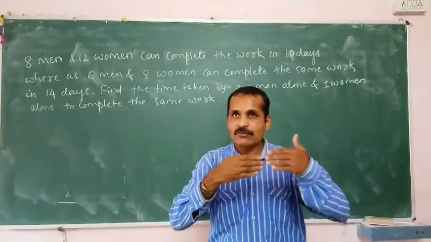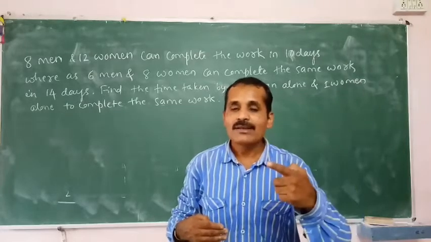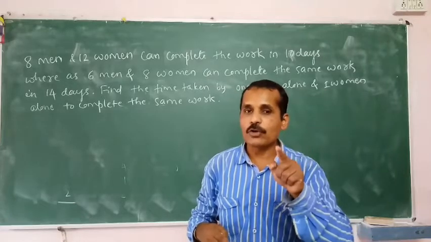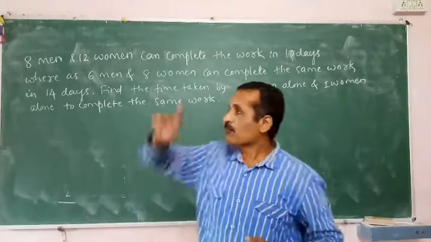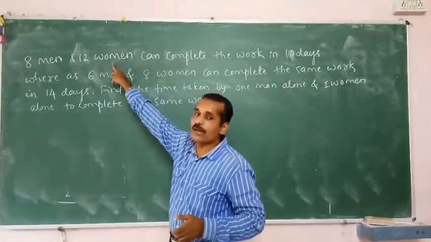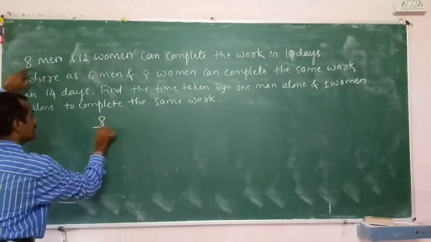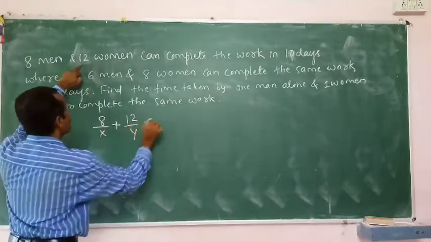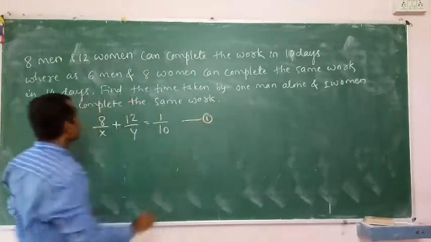After getting the equations, I came to know the problem is wrong and it should be 12 women, and I had only written 6 women, and later I changed it. There should not be a confusion for you. So while you write in the class work, from the beginning itself take 12 women only. That means the equation will be 8 men, 8 by x plus 12 women, 12 by y is equal to 1 by 10. This is the first equation.